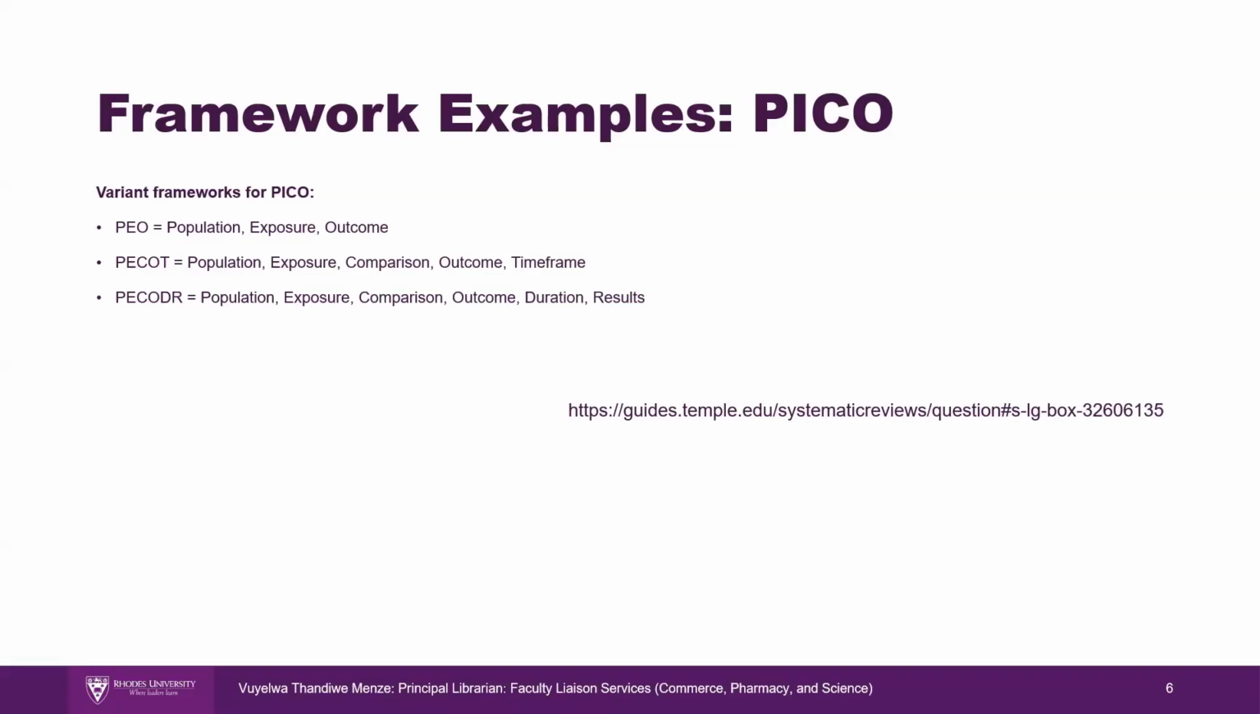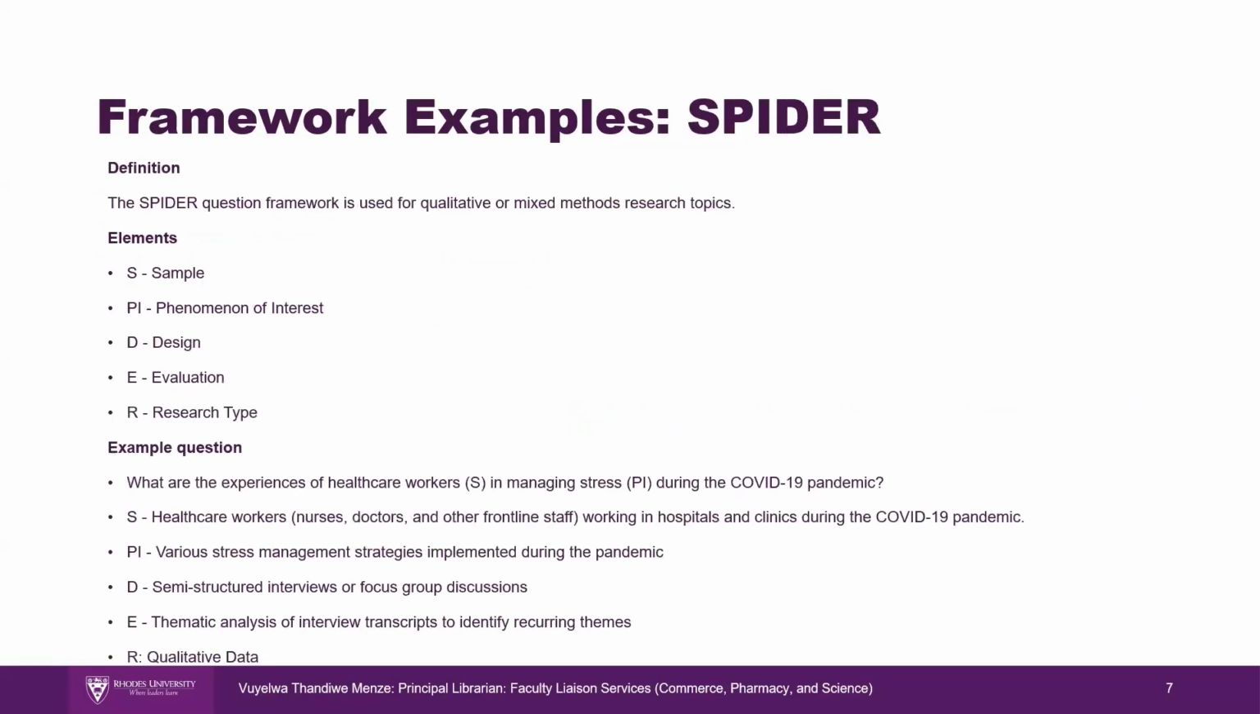Continuing on PICO, the variant frameworks for PICO: population, exposure, outcome; population, exposure, comparison, outcome, and time frame; population, exposure, comparison, outcome, duration, or results. The second framework example is the SPIDER. The definition of a SPIDER: the SPIDER question framework is used for qualitative or mixed methods research topics.